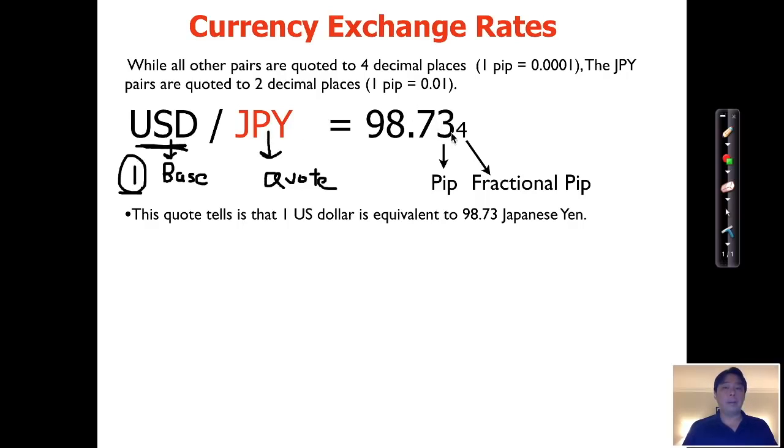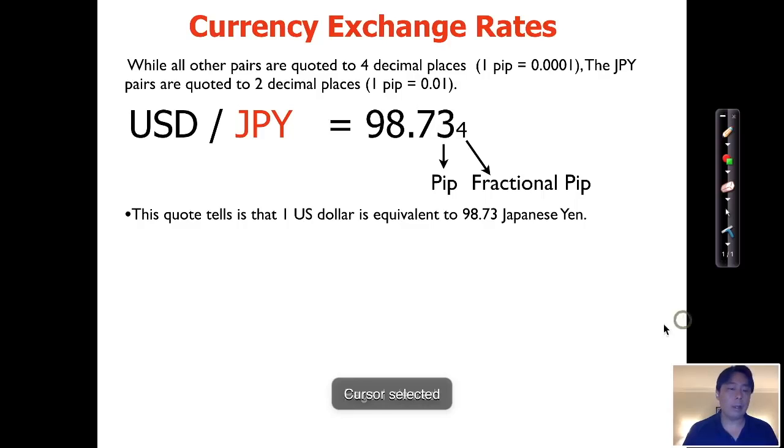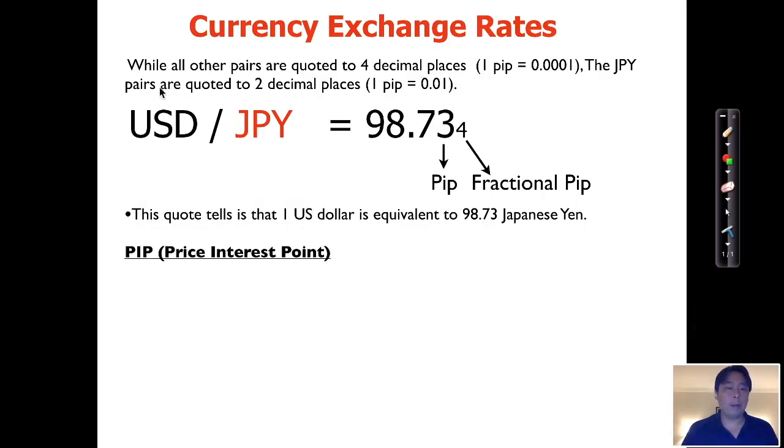Again, this 3, the second decimal place, is a pip. So if it goes from 98.73 to 98.74, the dollar yen has gone up by 1 pip. Make sense? If it goes from 98.73 to 98.84, it's gone up by 11 pips. If it goes from 98.73 to 98.72, it's gone down by 1 pip. So you got that? $1 is equivalent to 98.73 Japanese yen.